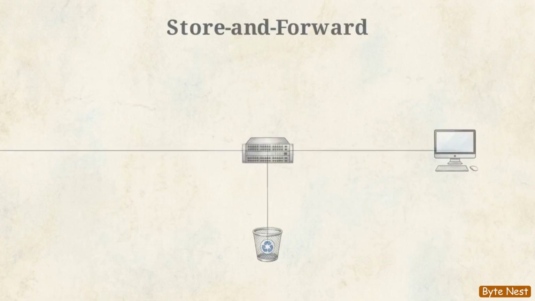In store and forward switching, the switch receives the entire packet, holds it in memory, and scans it for errors. If the data is corrupted, the switch drops it. If it's perfect, it sends it on its way.